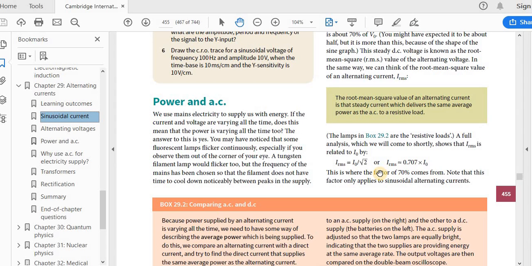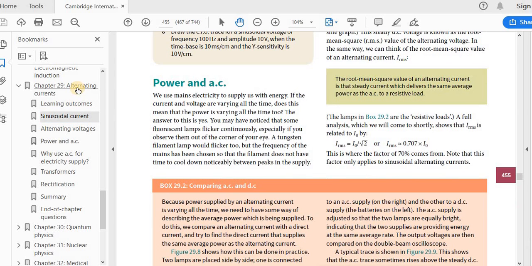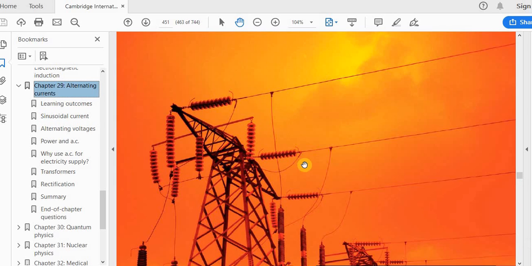Now this is again root mean square, but this applies to the current. The root mean square value of an alternating current is that steady current which delivers the same average power as the AC to a resistive load. We will learn the details later. You have to memorize this definition with understanding. Alright, so root mean square.